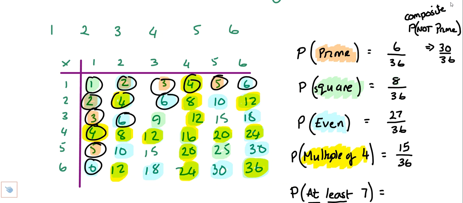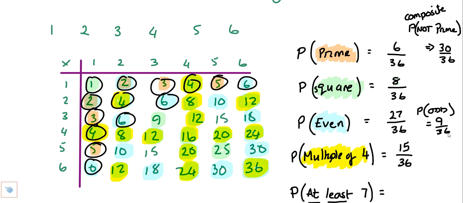Right, what's the opposite of square? Not square, yeah? 1 minus square. What's the opposite to odd? Not odd, which is even. What's the probability? It's 9 out of 36, yeah? What would you say the opposite to multiple of 4 would be? Not a multiple of 4.